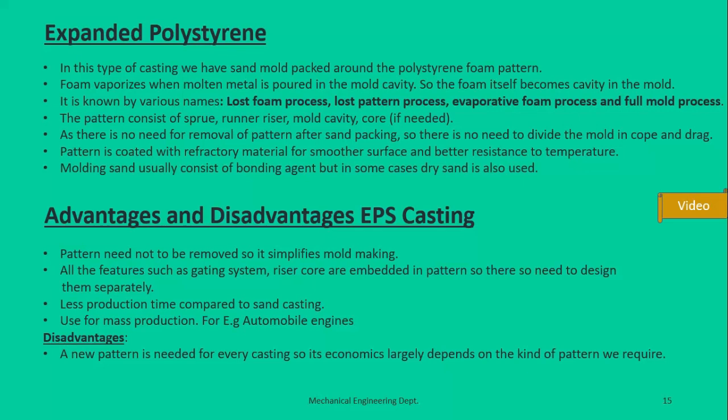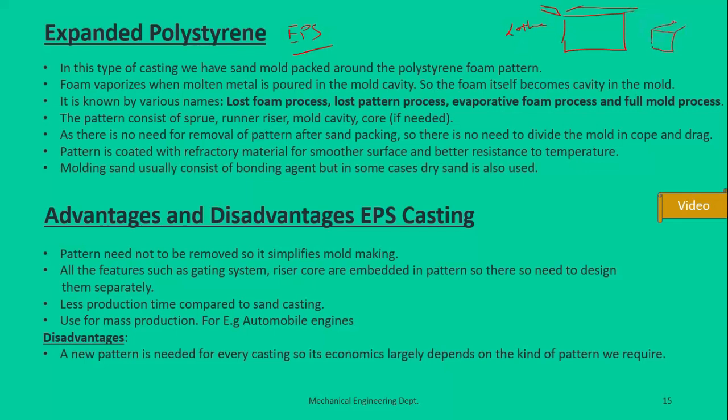Then there's another type of expendable mold casting, the expanded polystyrene process, also known as EPS, as I told you before. In this type of casting, we have a sand mold packed around a polystyrene foam pattern. So what happens? We take a huge block of EPS foam, expanded polystyrene, and we machine it using various tools like a lathe, milling, or drilling. We make a pattern.